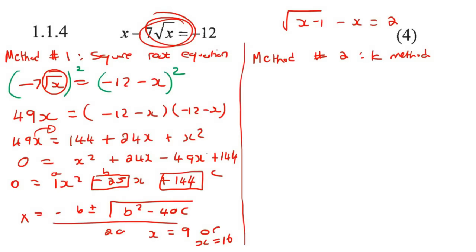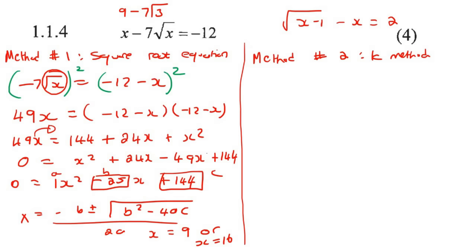So what I'll do is I will go and take this x equals 9, and I'm just going to plug it into this equation. So 9 minus 7, square root of 9. I'm just going to type that on my calculator. It gave me negative 12. So that's perfect. That looks okay. Then I'm going to check the 16.